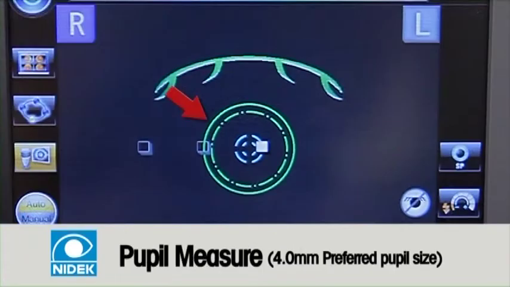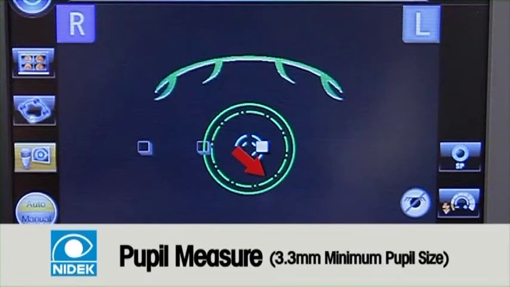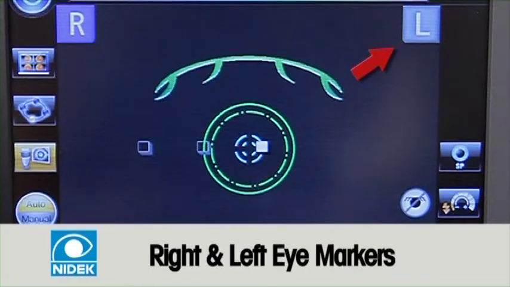In the center of the screen, we have our pupil measure. The solid green is 4.0. That is your preferred pupil size. The interrupted green is 3.3, and that is your minimal pupil size. To the right and left on the top of the screen, we have our right and left eye markers. The camera will detect which eye it is on.